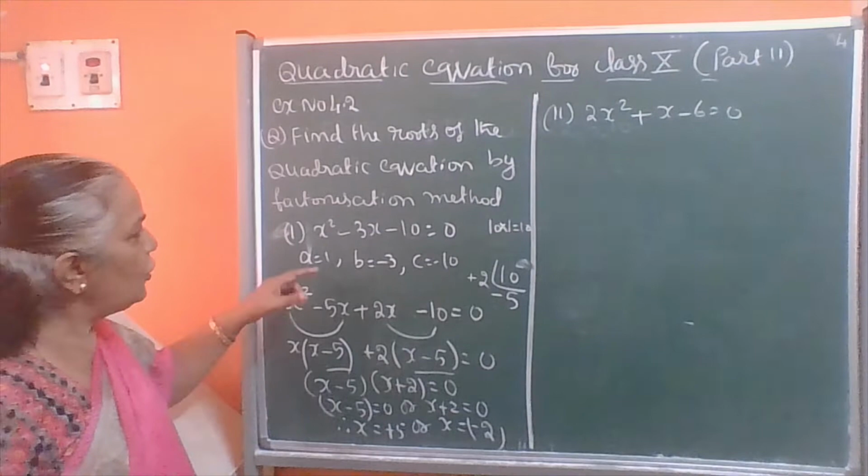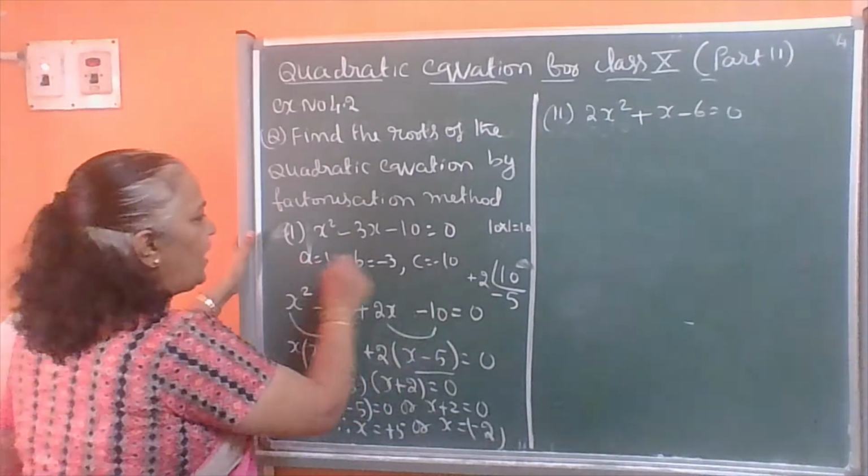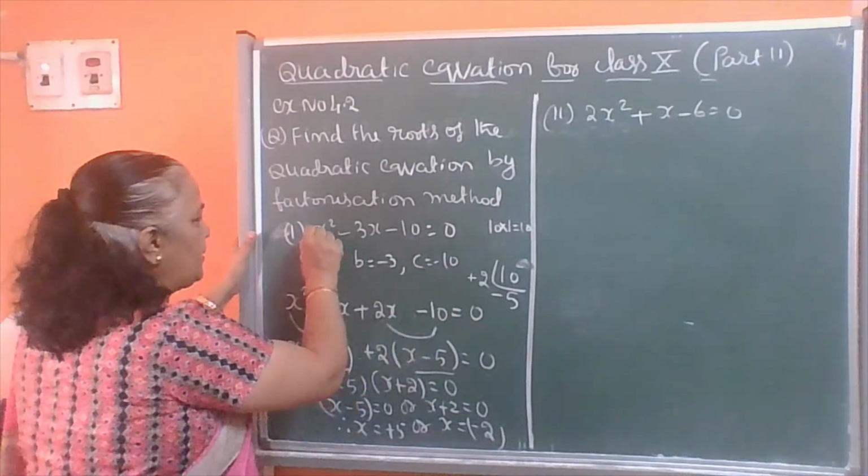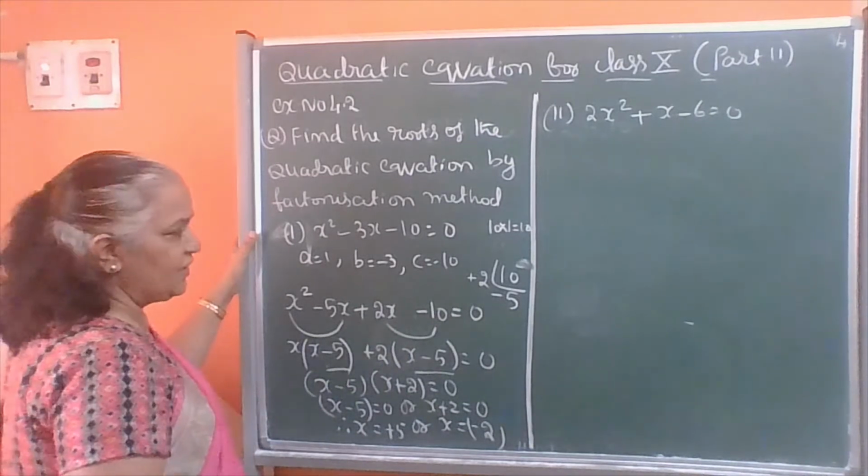What you have to do? You have to multiply a and c. This number and this number you have to multiply, that is 10.